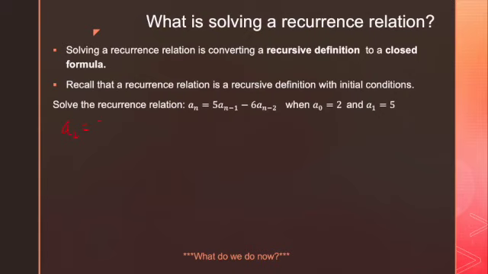Okay, I've got a sub 3 equals 5 times 13 minus 6 times 5, which gives me 35. And a sub 4 equals 5 times 35 minus 6 times 13, which is 175 minus 78, so I have 97. 13, 35, 97. Are we seeing any kind of pattern here? No. No, we're not. Okay?